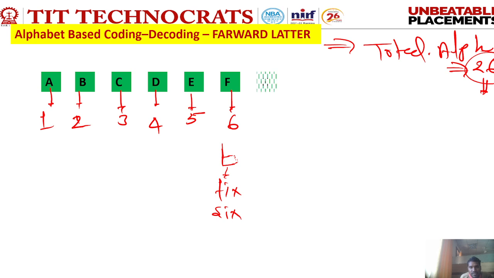Next is G. If you write G like this, you can imagine G as a 7. So G's forward number is 7. Or remember G7 countries, the developed countries. So imagine it and remember G7.